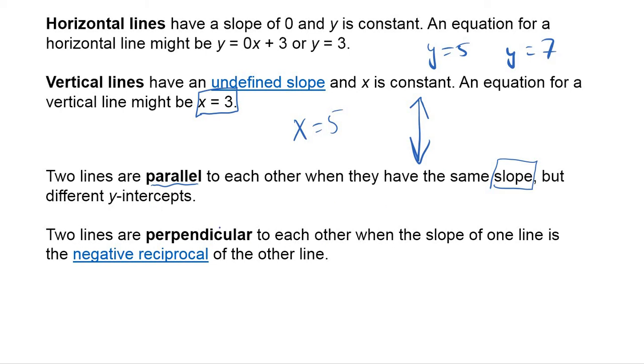Perpendicular, on the other hand, crosses at 90 degrees, right? Very specific angle. So these are negative reciprocals of each other. So for example, if one slope was, let's say 2, a line perpendicular to that would be negative 1/2. So reciprocal, just flip it and then change its sign. See how that works? So perpendicular lines have slopes that are negative reciprocals of each other.